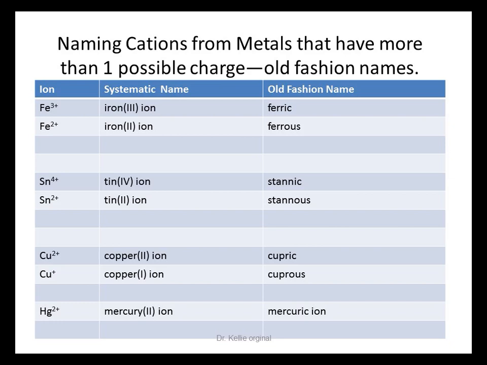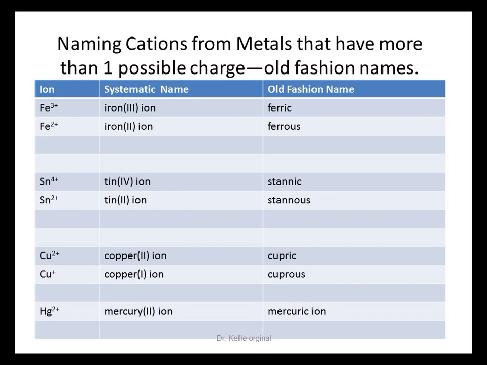You have to know that copper 2 can be called cupric and copper 1 cuprous, and that mercury 2 can be called mercuric. Where's mercury 1? Or where's another form of mercury? We'll get to that in a little bit.